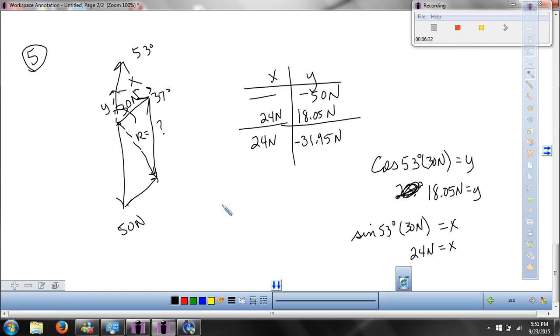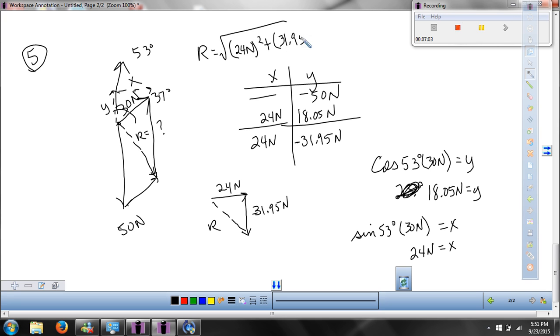So now I'm going to draw my right triangle. So there's my 24. And there's my negative 31. I just ignore the negative sign, 31.95. So here's the r. Well, it's in the quadrant we said it should be. It's down and to the right, so everything looks pretty darn good so far. So r is going to be the square root of 24 newtons squared plus 31.95 newtons squared. So if I do that math correctly, which I seem to be struggling with, but I think we're on it, it'll be 39.94 newtons.